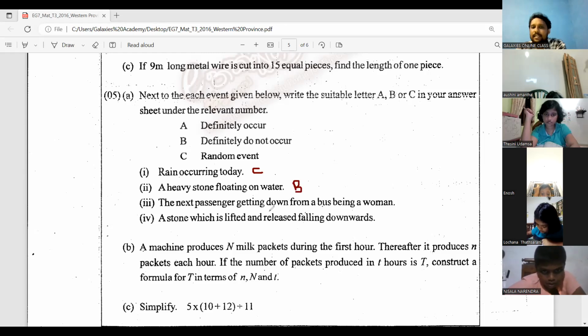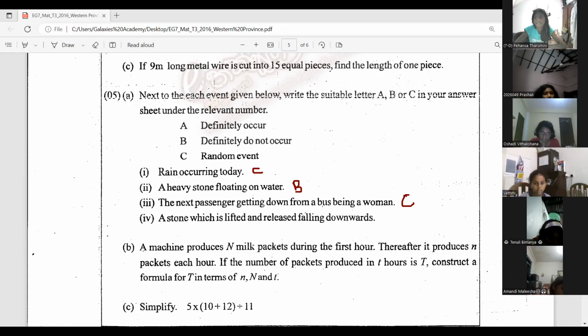The next passenger getting down from a bus being a woman. Random event. Right? ඊළඟට බස් එක නවත්තනකොට බහින කෙනා ගැහැණු කෙනෙක් වීම. It is a random event. අපි දන්නේ නැහැ කවුරු බහිද කියලා නේද? ඔන්න ඕගොල්ලෝ හැමෝම අඳුරනවා නම් දන්නවා මෙයා ඊළඟ බස් හෝල්ට් එකේ බහිනවනේ. බස් එක යනකොට අපි අඳුරන්නේ නැහැනේ කට්ටිය. නේද? Right.